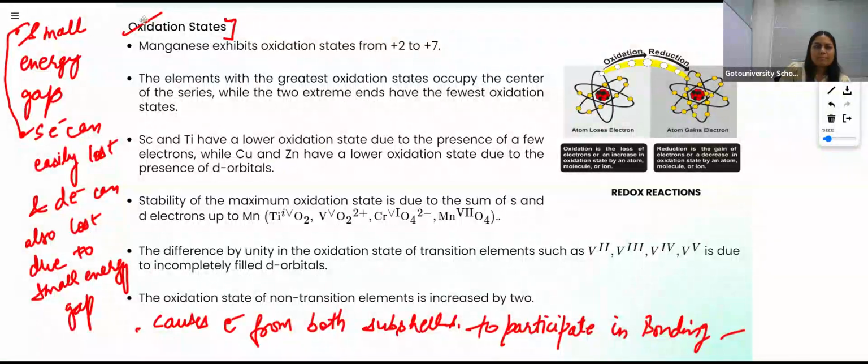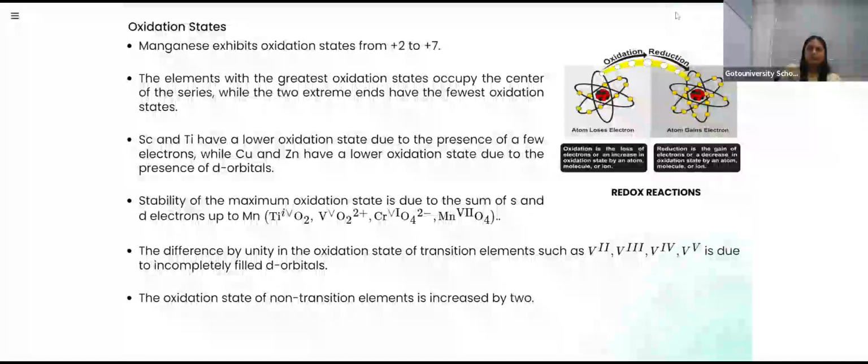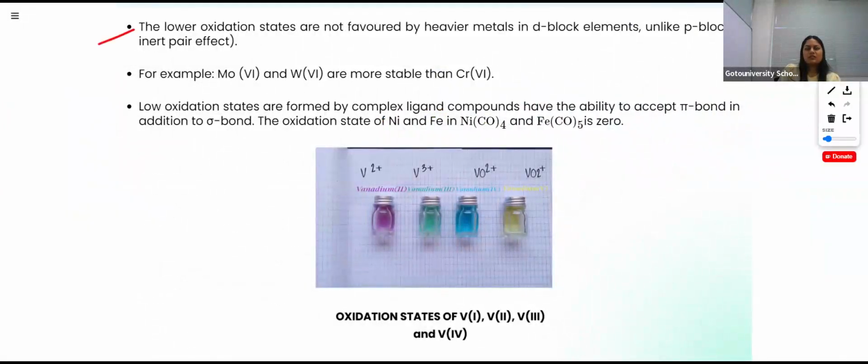So how do the transition elements show variety in the oxidation state? First is due to the small energy gap, and second, due to this, it causes the electrons from both the subshells, s and d, to participate in metallic bonding. All right. Now, the lower oxidation states are not favored by the heavier metals in d orbitals. Unlike p orbitals, there is the inert pair effect. So the low oxidation states are found in complex ligand compounds.